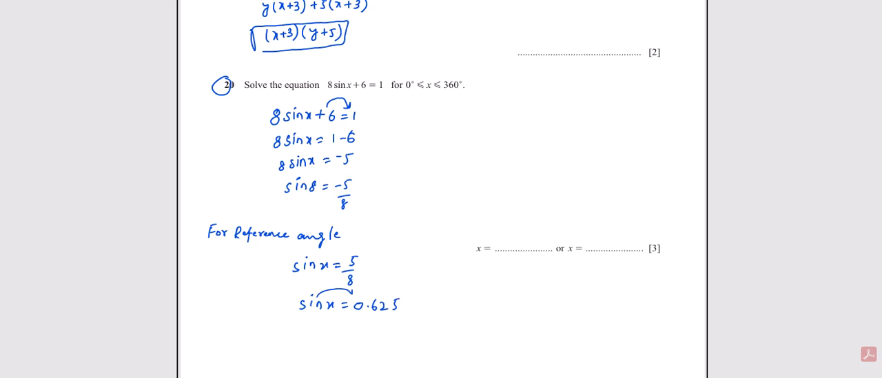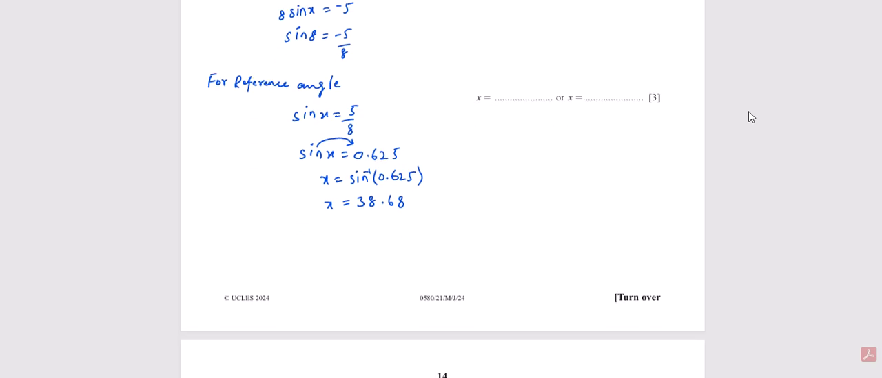0.625. Shift sine on this side, so x is equal to sine inverse 0.625. Use the calculator to find the value of sine inverse 0.625, that is equal to 38.68. So this is our reference angle. We know that sine is negative in the third quadrant and the fourth quadrant.